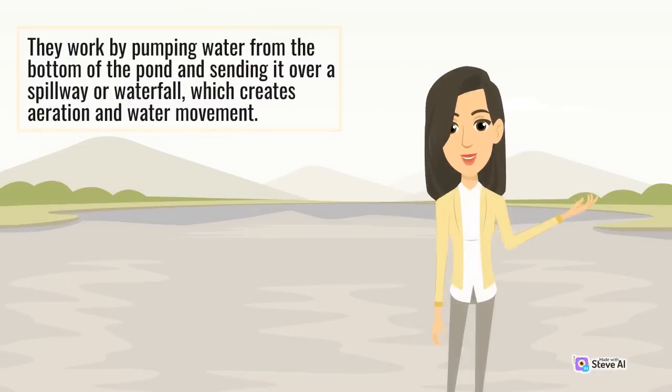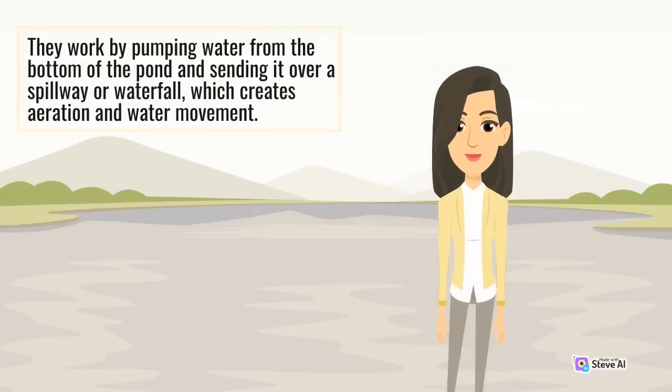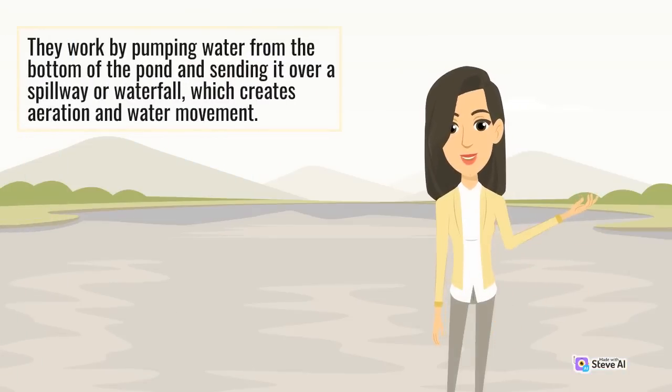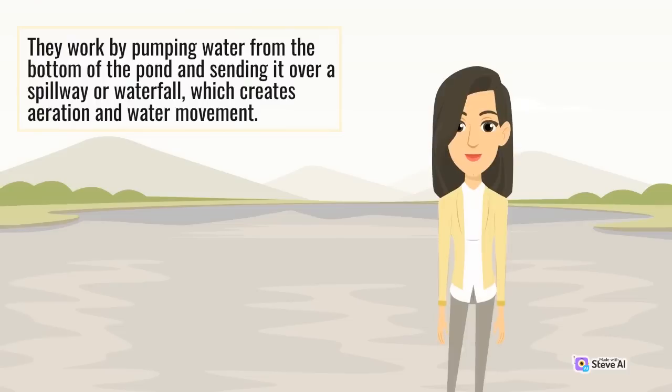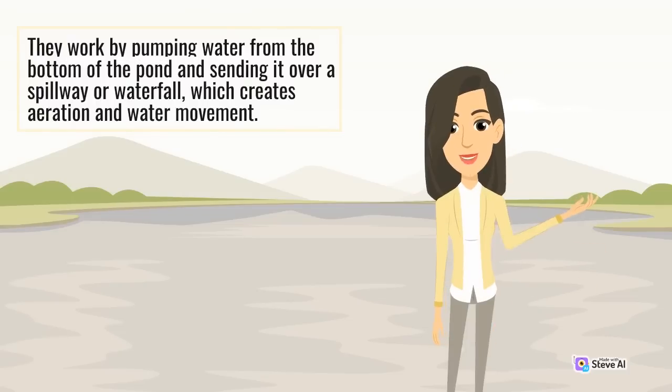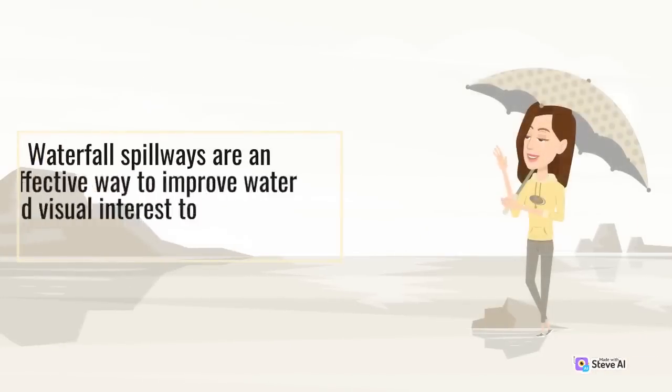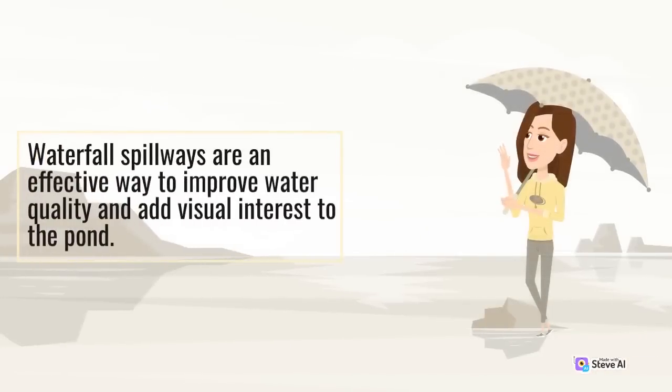They work by pumping water from the bottom of the pond and sending it over a spillway or waterfall, which creates aeration and water movement. Waterfall spillways are an effective way to improve water quality and add visual interest to the pond.